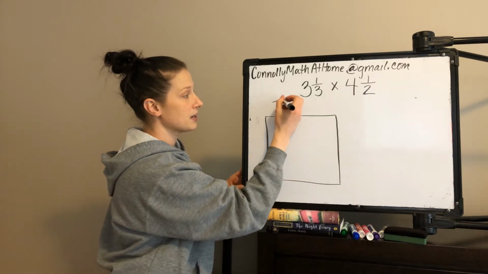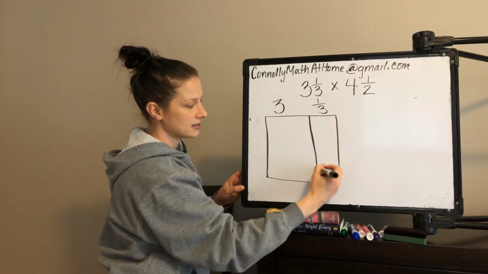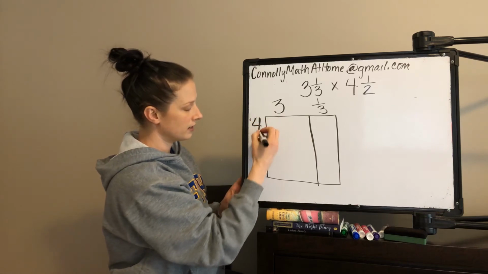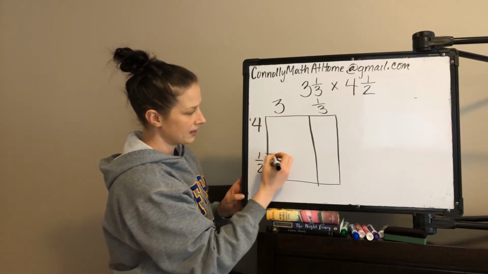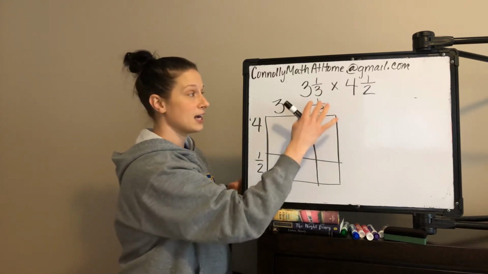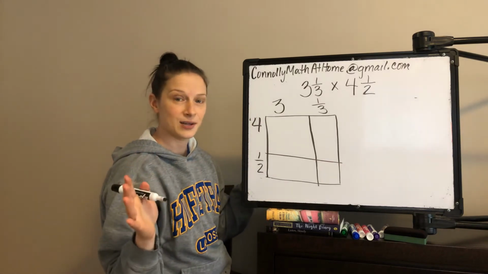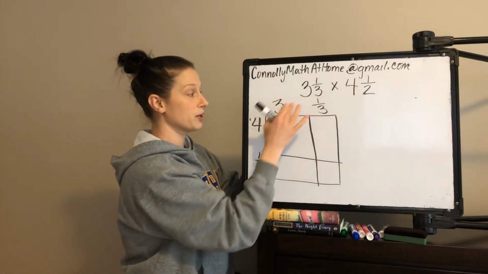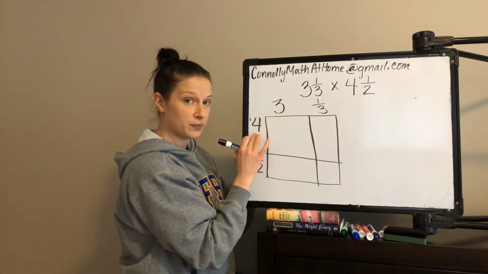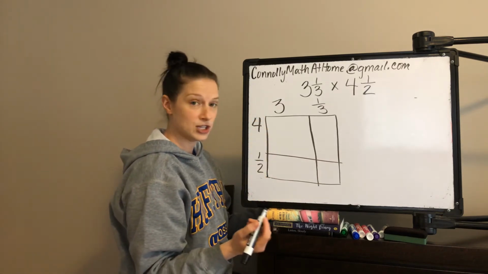So I'm going to be thinking about 3 1/3 as my width here. And then I'm going to be thinking about 4 1/2 as my length. Okay, so see what I did. I took 3 1/3, and instead of breaking up by tens and ones like we did with 2-digit numbers, I'm going to break it up by whole number and then fraction. I did the same thing here. Whole number, then fraction. Okay, then you carry out your multiplication as you always would.